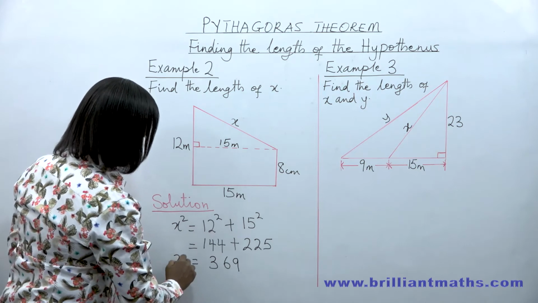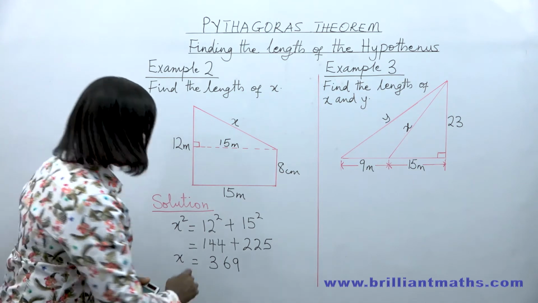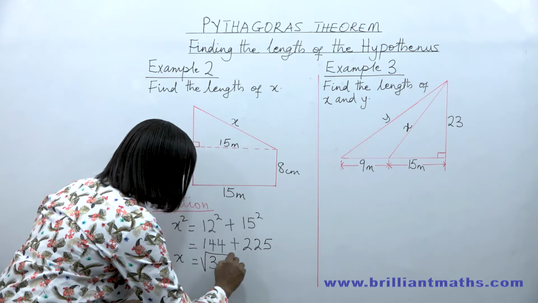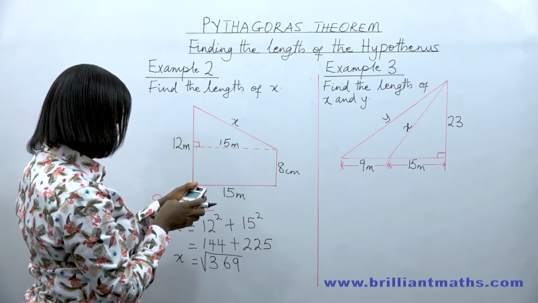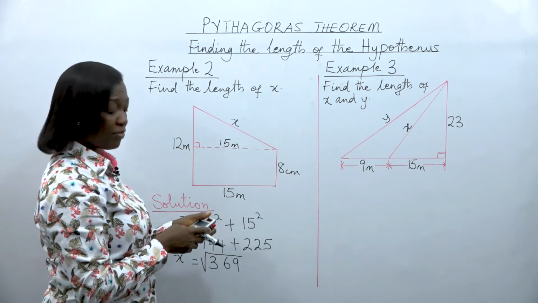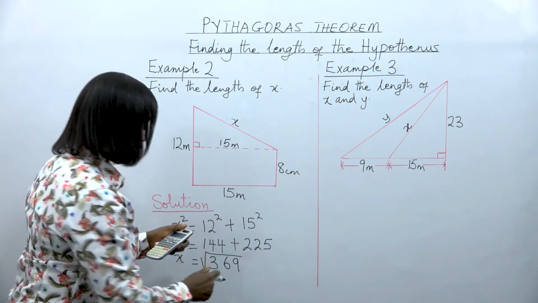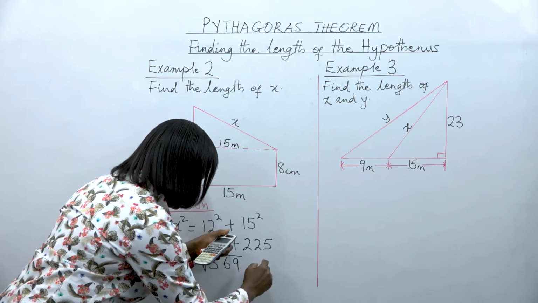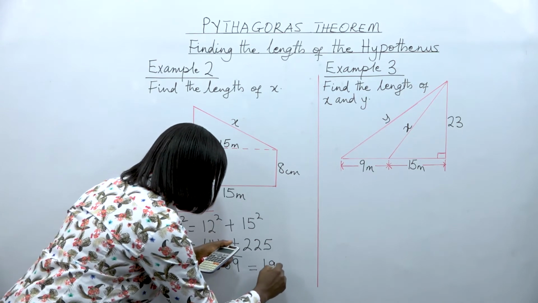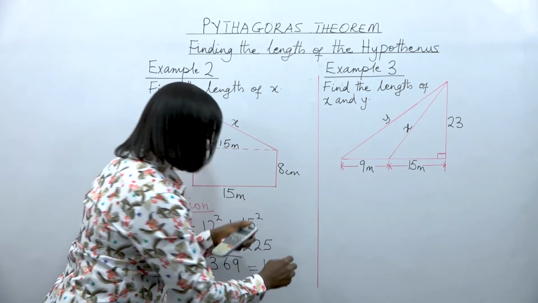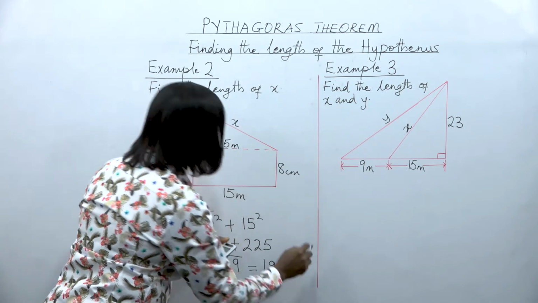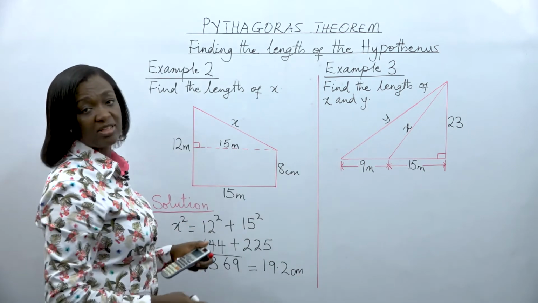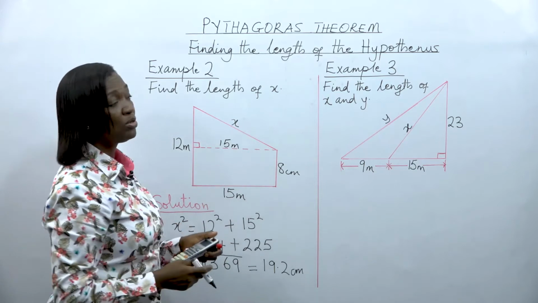That is x squared. So x will be equal to the square root of 369. And what would that be? So the square root of 369 is equal to 19.209. So 19.2 centimeters. So the length of x is equal to 19.2 centimeters.